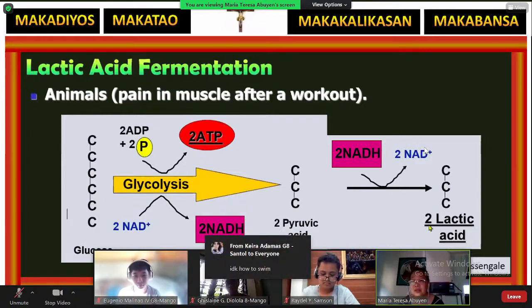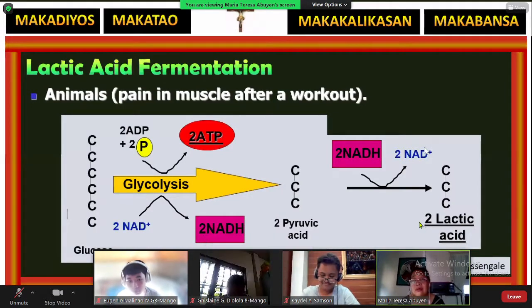So the end product of lactic acid fermentation is of course lactic acid. As the lactic acid accumulates in our muscles in our legs, we will feel pain. And that is what we call cramping, as if our muscles in our legs are stiff because of the accumulated lactic acid.